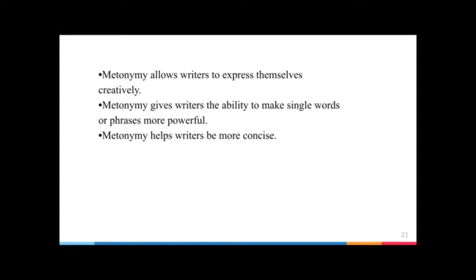By using this, writers can express themselves creatively. Since you can replace one word with another, you can attribute the senses of this new word to the first word, and in this you are being creative. You can attribute more meanings that you want for your text. Metonymy gives writers the ability to make single words or phrases more powerful, which is related to what I said before, and helps writers to be more concise, since for advertisements, for example, shorter sentences can be really powerful.